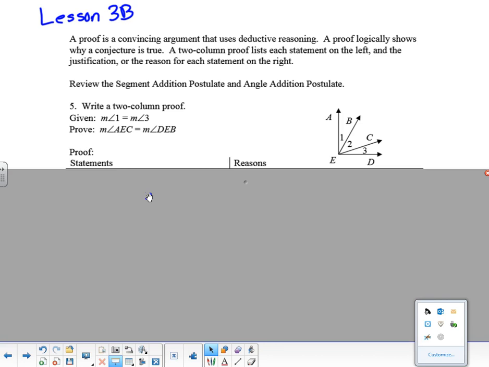I'm going to read what we have here. A proof is a convincing argument that uses deductive reasoning. A proof logically shows why a conjecture is true. And a two-column proof lists each statement on the left and the justification or the reason for each statement on the right. So it logically shows why a conjecture is true. A two-column proof lists each statement on the left, the justification or the reason on the right.